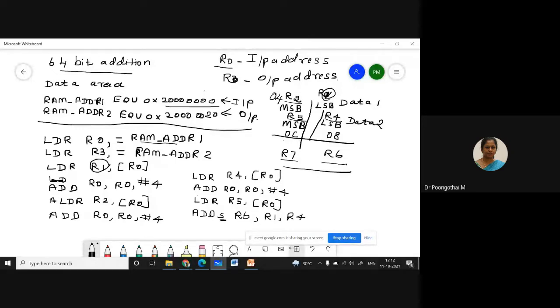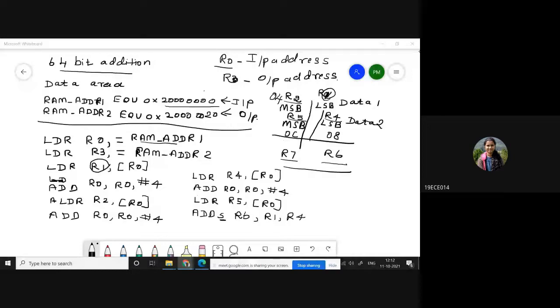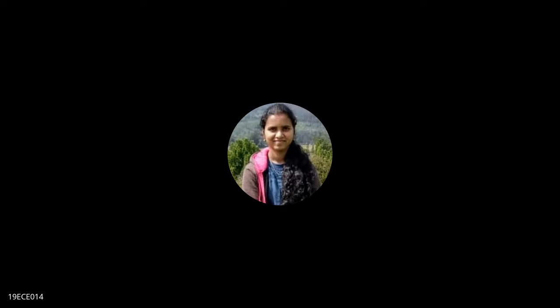So what is the next step? ADC R7, R2, R5. ADC. So we are going to perform this addition, R2 plus R5, and we are supposed to store the result in R7. So R7.